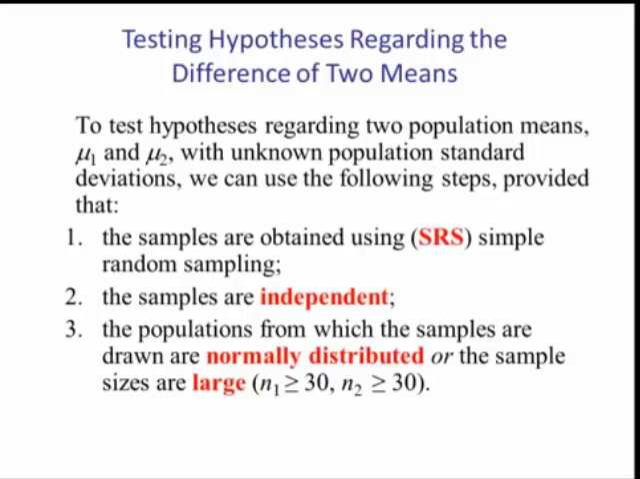In this video, we will learn how to compare two means to see if there is a statistically significant difference between the two. The following three are our assumptions. The samples are obtained using simple random sampling. The samples are independent. The populations from which the samples are drawn are normally distributed, or the sample size is large, which our rule of thumb is greater than or equal to 30 for both sample sizes.